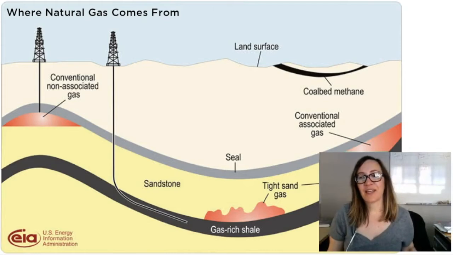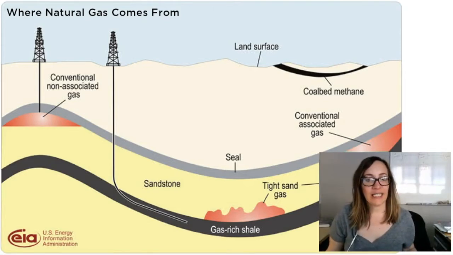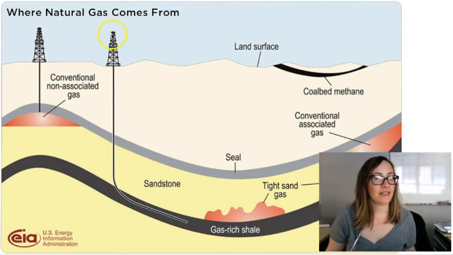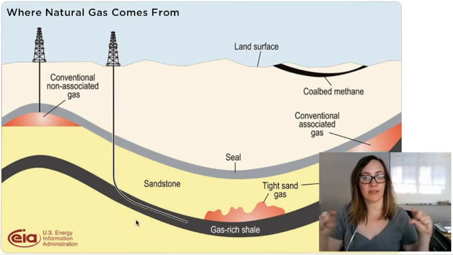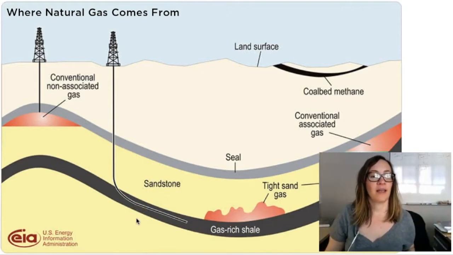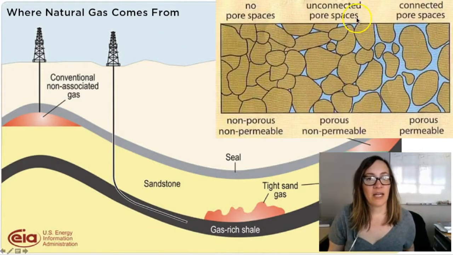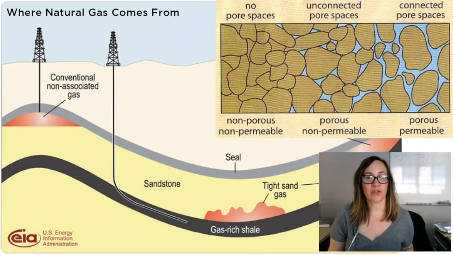So the technology is called fracking, and what we have is this rig on the surface that drills down to a gas-rich shale deposit, which is typically going to be this linear long deposit. And so it goes sideways at some point. Instead of drilling straight up and down, it starts to go sideways into this gas-rich shale. And in this area, we have these unconnected pore spaces that are filled with natural gas.